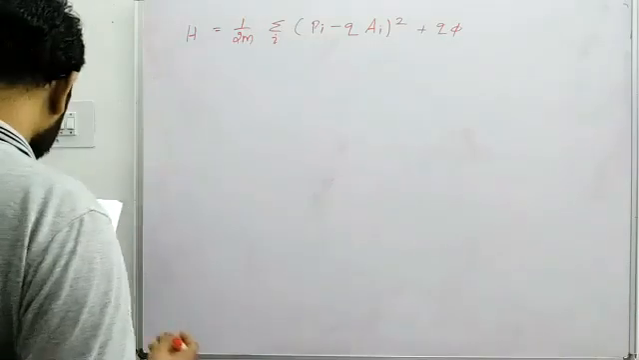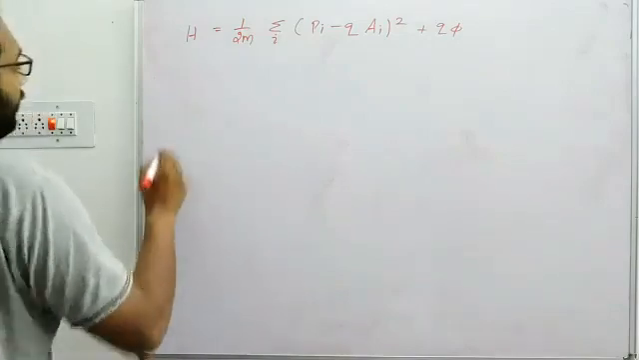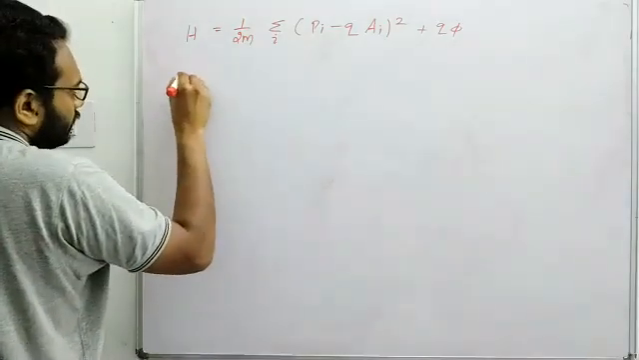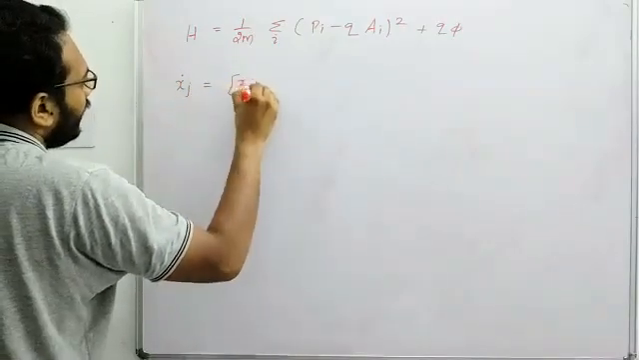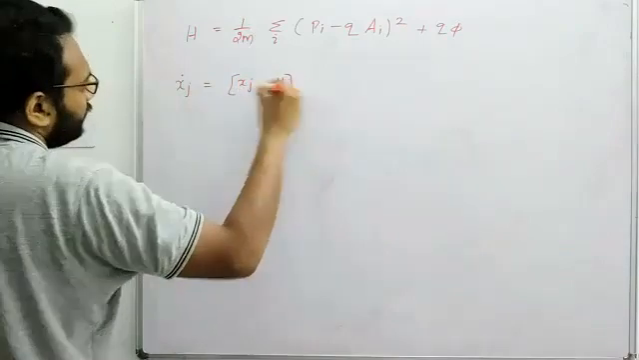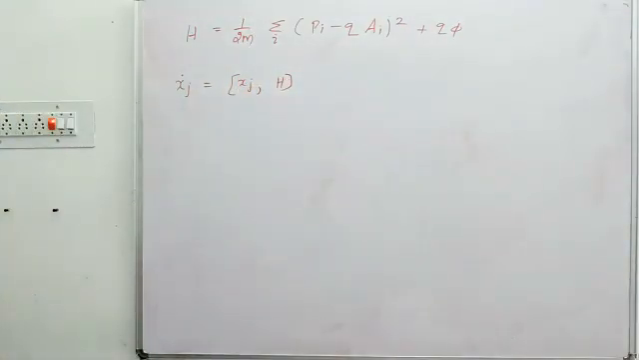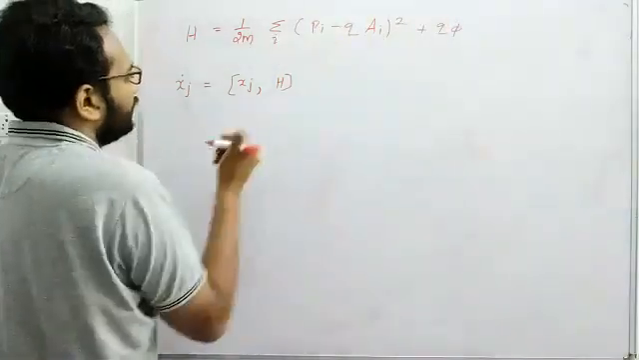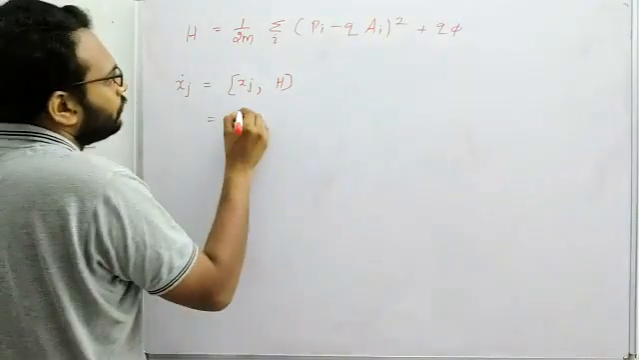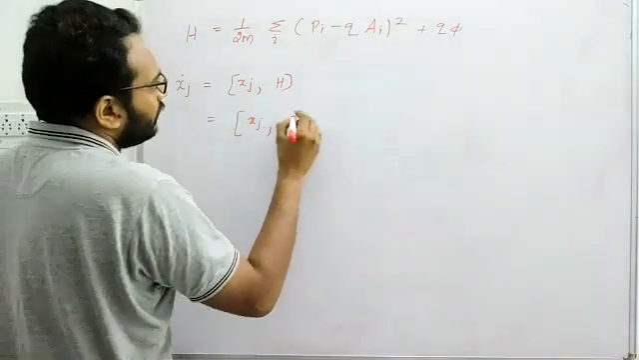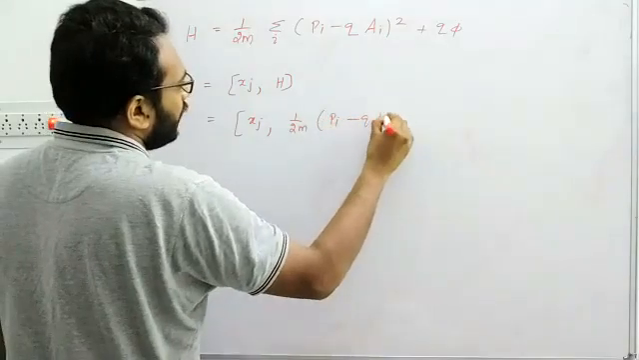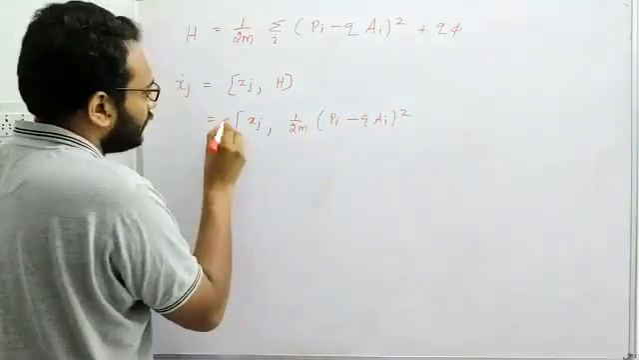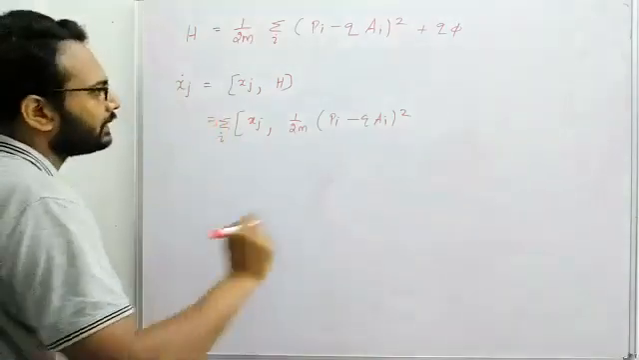So let's first find xj dot. xj dot is equal to the commutator of xj with H, because there's no explicit time dependence. Now this is equal to: we write xj with 1 by 2m (p_i minus q A_i) squared. There's a sum; I'll pull the summation outside. You can do that.